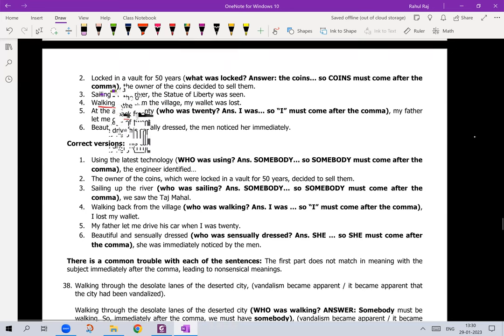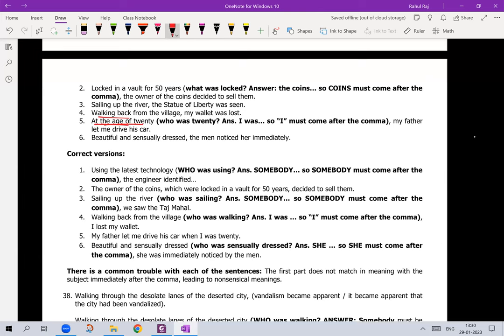At the age of 20, my father let me drive his car. When your father was at the age of 20, you will not be there in the world only. How can you write such sentences at all in your life? You should never ever write. If you write such sentences, GMAT will deduct 100 points for one sentence, remember, if you mark such answers.